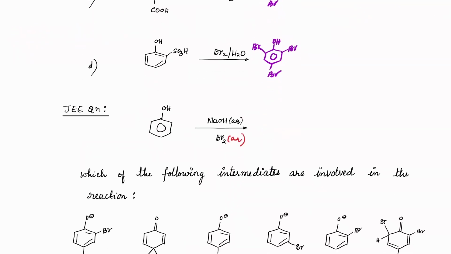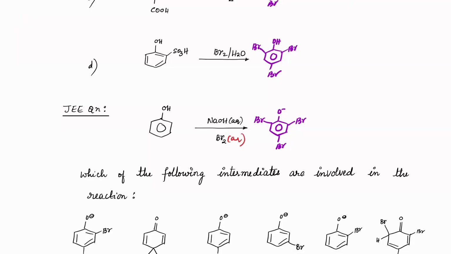Well, there was a question asked: what if I take NaOH first and then react with bromine water? Of course, that will be an even more activating ring compared to OH, because it is O minus. O minus is an even more activating group on the ring. So that will also facilitate bromine attacking these three positions.